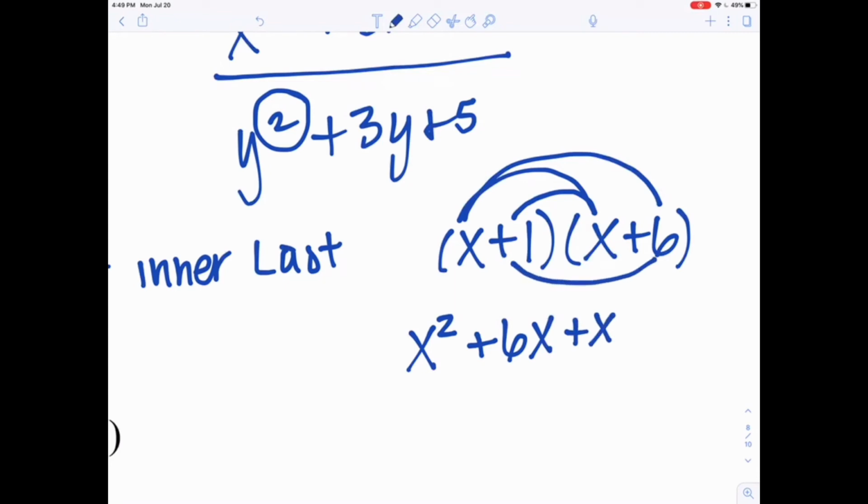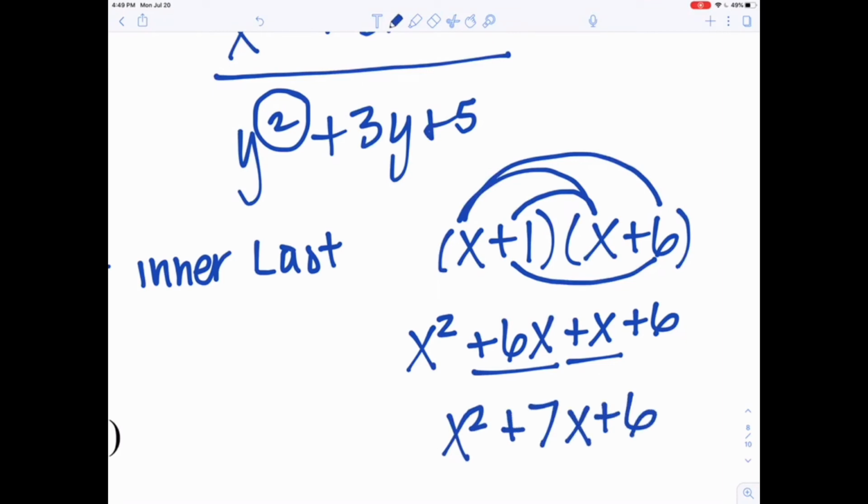And now the last, positive 1 times positive 6. 1 times 6 is just 6. So now that I've done that, I'm going to look at this and say, well, are there like terms? Can I combine anything? Remember in our last lesson, combining like terms? This is where we use it. Plus 6x plus x, 6 plus 1 is 7. So this becomes x squared plus 7x plus 6. And that's my answer. So this is the process of FOILing, okay?